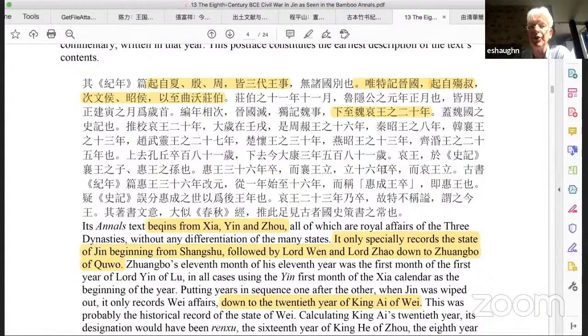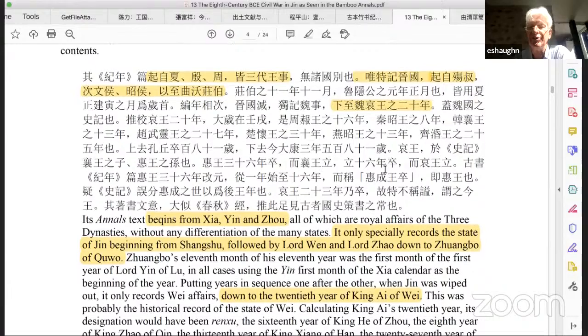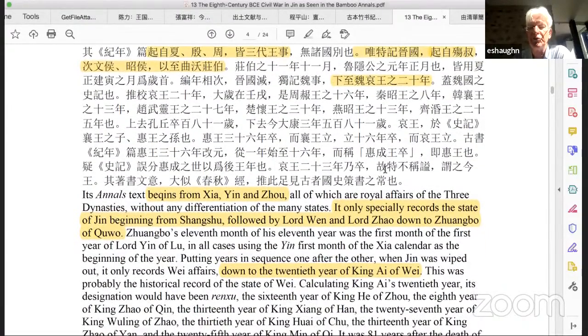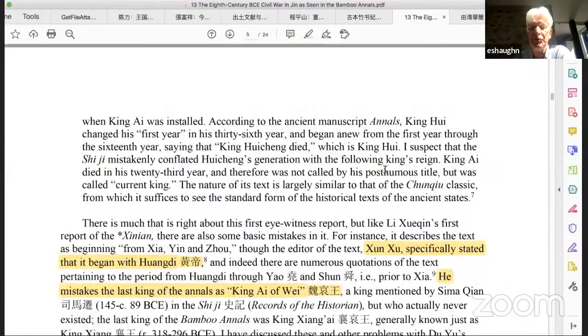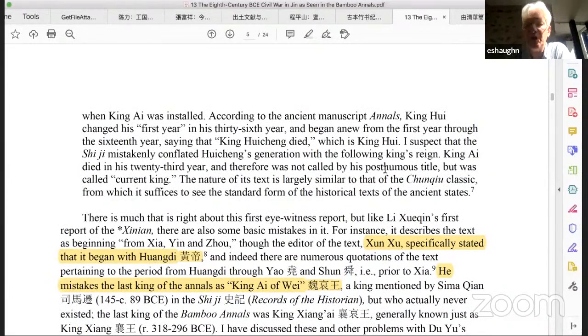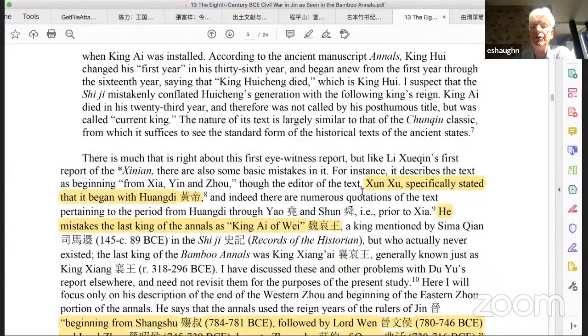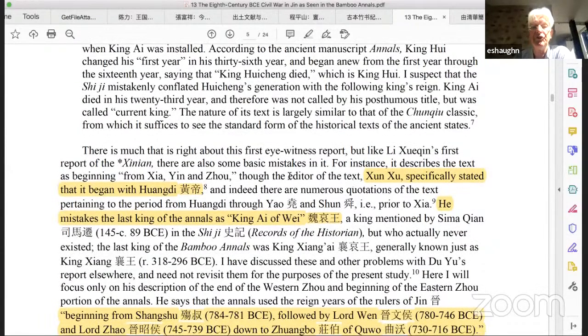when he was in Hong Kong, Du Yu too makes mistakes. So of his mistakes, he says that it starts from Sha Yinzhou, whereas the main editor of the text, Zhunshu, together with his colleague He Chao, specifically stated that it began with Huangdi.